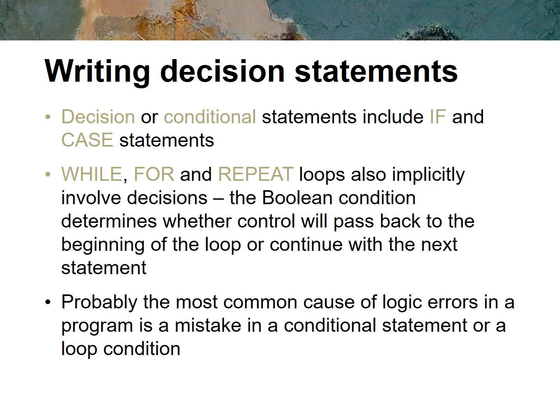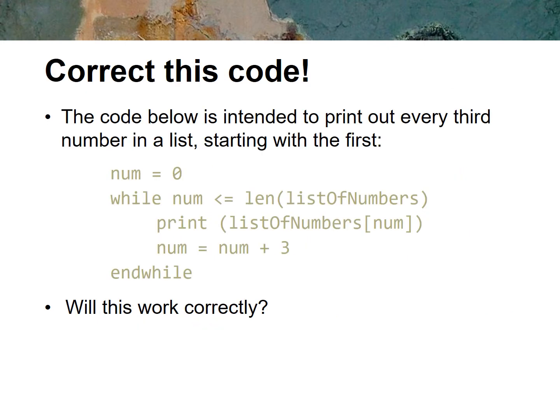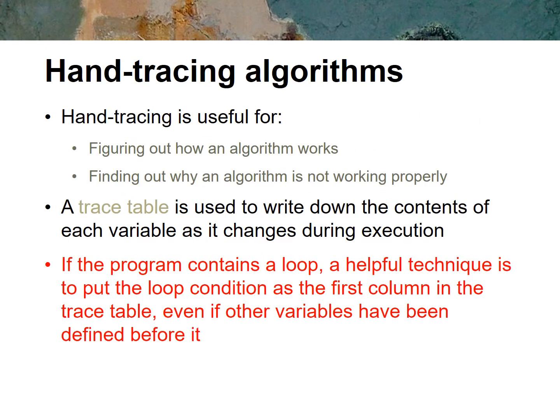Often, any errors that you have in your program are in your decision statements. Have a look at this code. The code is intended to print out every third number in a list, starting with the first one. Will this work? Have a think. We have previously looked at trace tables, but these are used to find out how algorithms work and why they might not work as well.